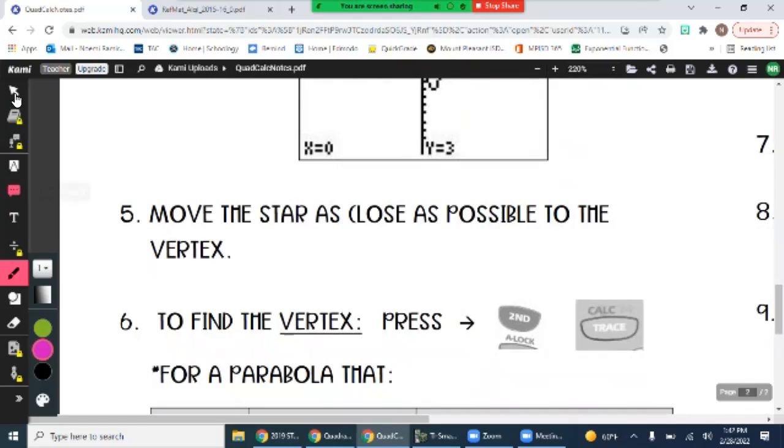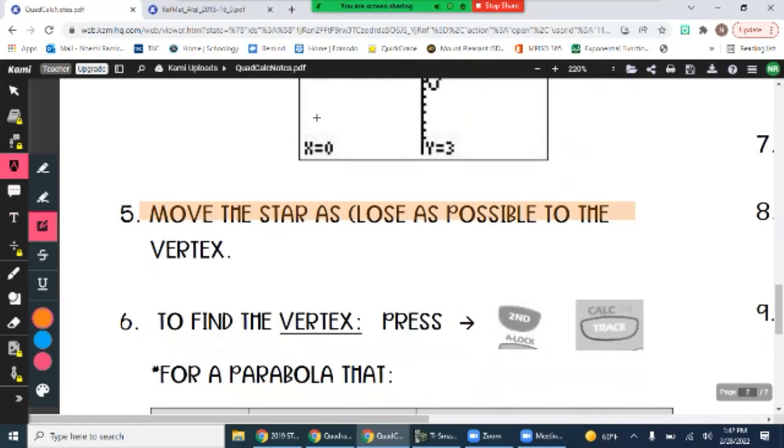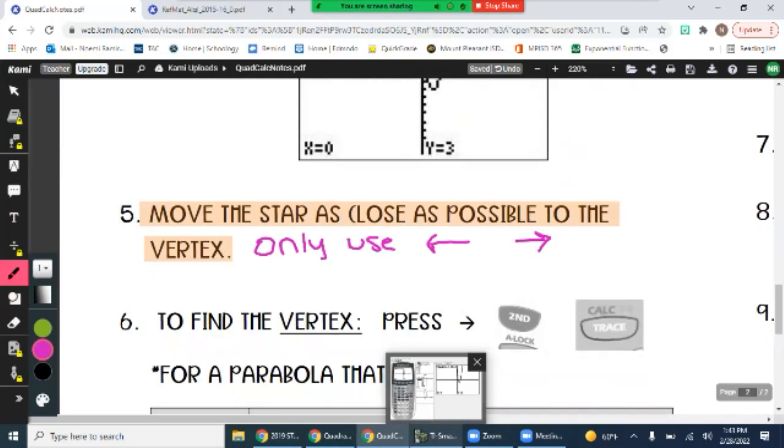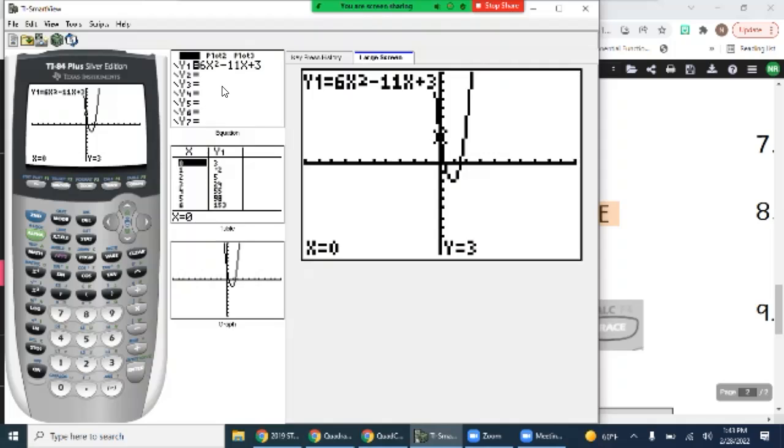Next, let's go back to the steps. Once you write down that Y intercept, I want you guys to highlight this whole sentence because this is the one that everybody's been forgetting to do. Move that star as close as possible to the vertex. Now you can only use the left and the right arrow. Only use left and right arrows. If you use up and down, it will remove you from the trace feature. Ready? So in this case, my vertex is over here on the right side. So I'm going to go to the right.